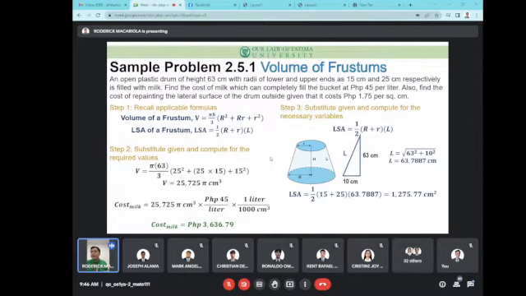Now, sabi niya, ang cost daw ng repainting is 1.75 pesos per cubic... mali yan. Dapat per square centimeter, tama pala yan, kasi area na pala. I'll just edit this, guys. Huwag niyo i-screenshot yung portion na to. Edit ko muna.